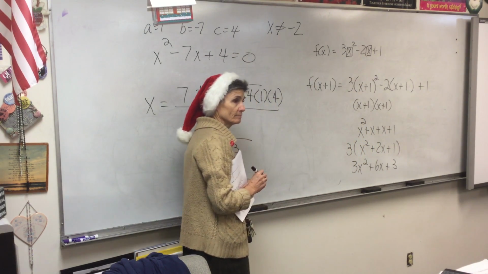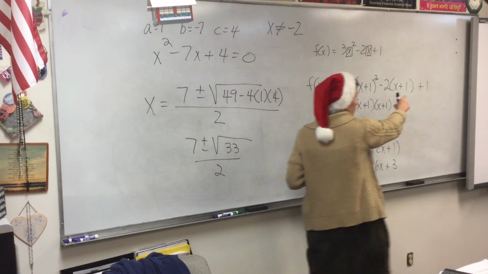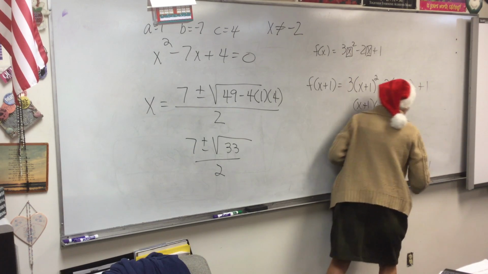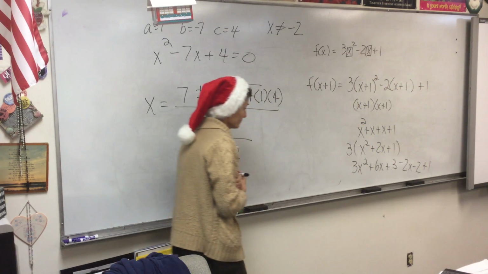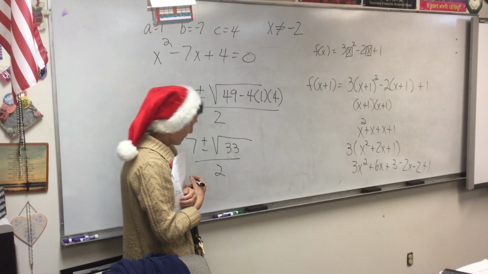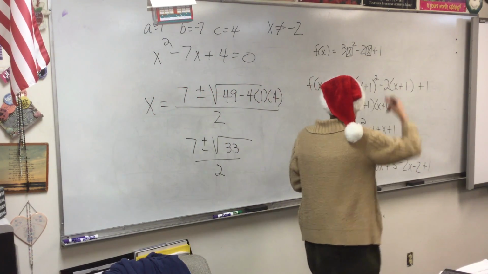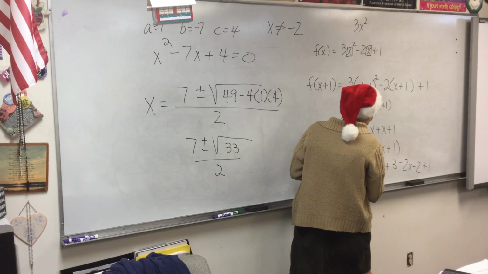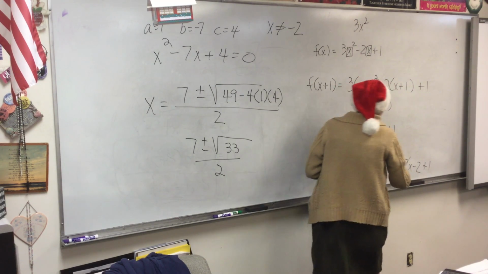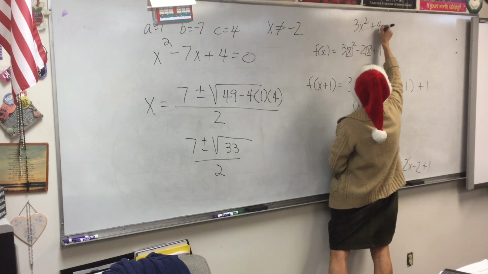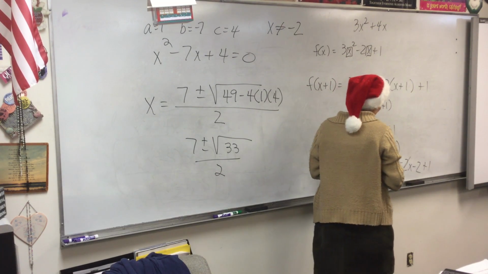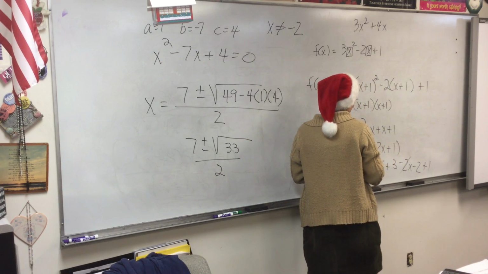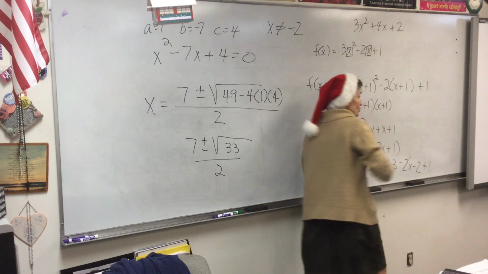Ooh, is that the answer? No, I forgot all that other stuff, right? Minus 2x minus 2 plus 1. Combine like terms, and we'll get our final answer. So it looks like it'll be 3x squared. That's that one. These two make a plus 4x. And 3 minus 2 plus 1 is 2. There's your answer.